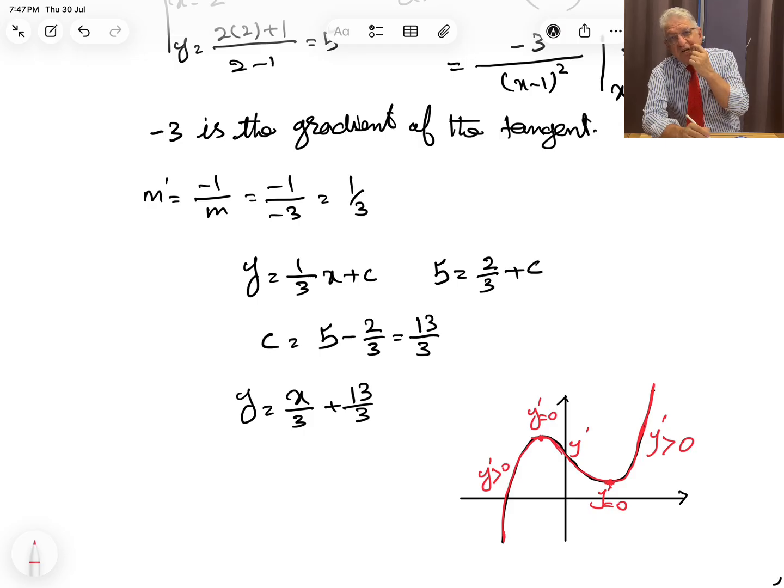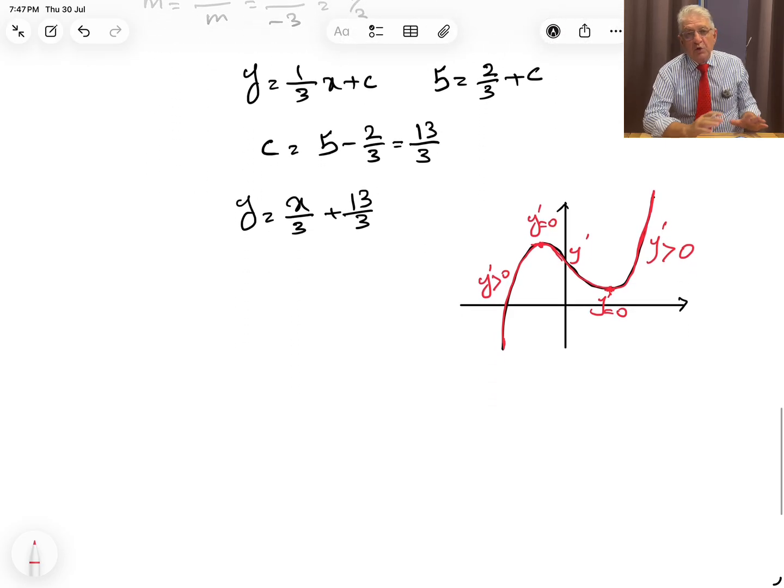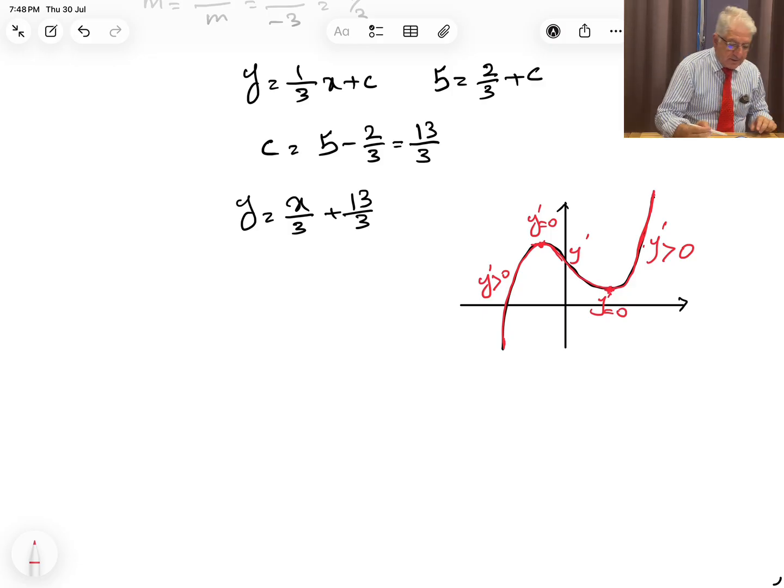So, the sign of the derivative will help us to understand whether the function is increasing or decreasing. And using that, we can find the local minimum and local maximum. Local minimum and local maximum means this is a local maximum. It is not completely maximum because this is more than this, but in the neighborhood of this point, this is maximum. So, let us give one example.